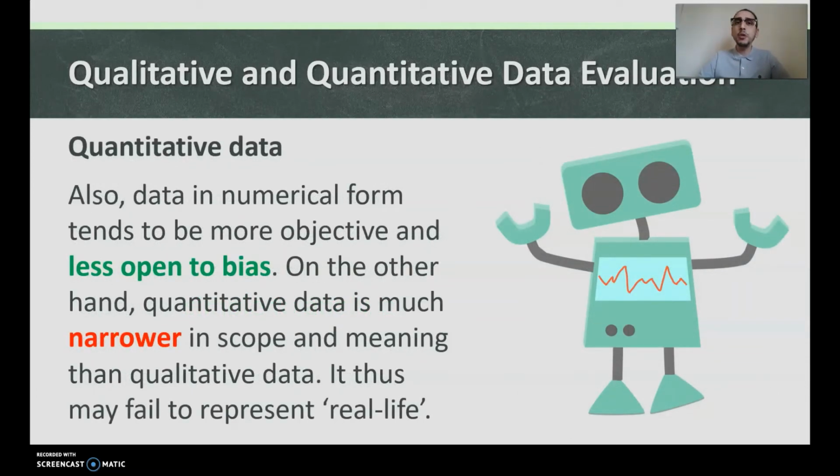Also, data in numerical form tends to be more objective and less open to bias. Yeah, they've given me their number. I can't change that. I can't interpret it in a different way, can I? On the other hand, quantitative data is much narrower in scope and meaning than qualitative data. It thus may fail to represent real life. Yeah, it might not be very realistic because we don't really talk in numbers, do we? So it's a bit narrower in the sense that it doesn't give you as much detail.